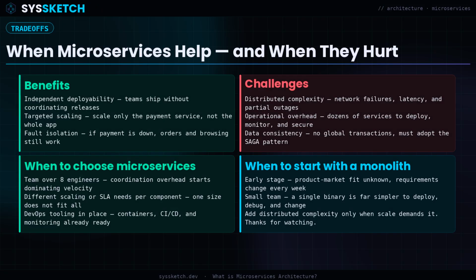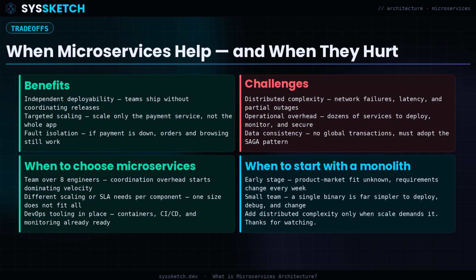Microservices are not free. The benefits are real: independent deployability, targeted scaling, fault isolation, technology flexibility, and smaller codebases that individual teams can fully own and understand. But the costs are real too. You are now building a distributed system, which means network failures, partial outages, and latency in every service-to-service call. You need robust DevOps tooling: containers, CI/CD pipelines, service mesh, centralized monitoring. Data consistency across services requires careful design. Integration testing becomes harder when you need 15 services running locally.